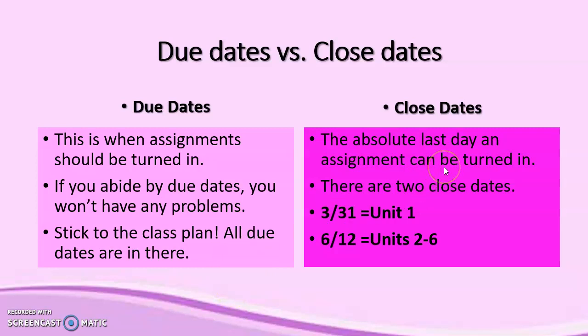there are 2 close dates, and these are the absolute last days that assignments can be turned in. For Unit 1, the close date is March 31st. For Units 2 through 6, the close date is June 12th, which is the last day of the semester. There are no opportunities after these dates to submit those coursework assignments.